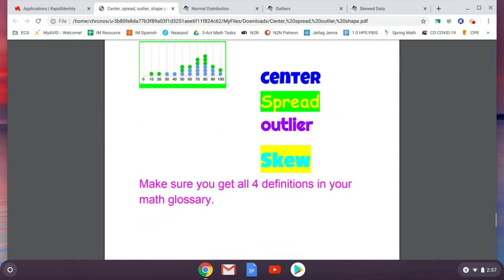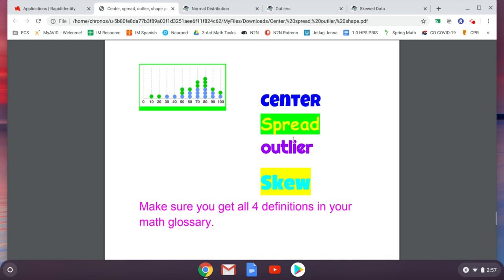All right, so make sure that you get all 4 of these words into your glossary. And then the rest of the week, we're going to be doing some activities where you're going to see these words. If you need to, you can go back and either reference this video or reference your notes.